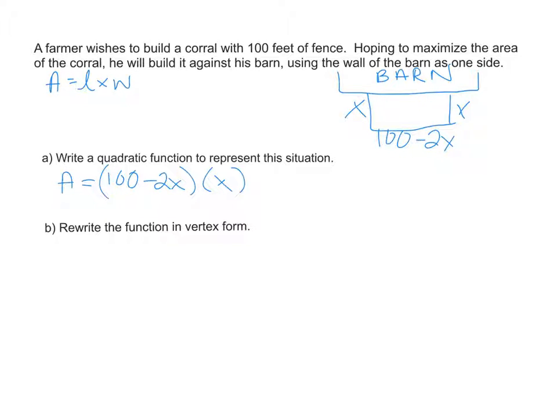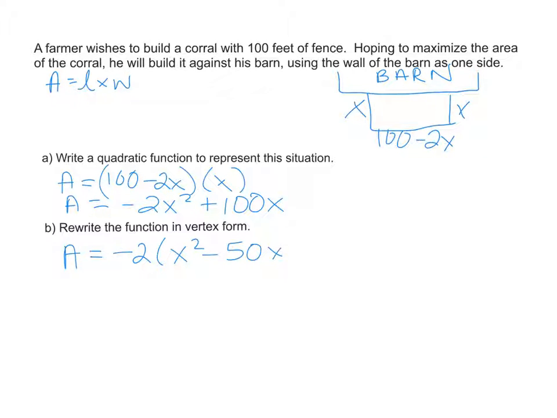Now the easy part, we're gonna switch it into vertex form. First I'm gonna put it in standard form. I'm gonna go negative 2x squared plus 100x, and that's just by multiplying that out, 100 minus 2x times x. To switch it into vertex form, this part's fairly easy. Take out the negative 2, x squared minus 50x. We need to figure out what goes in there. So half of 50 is 25. 25 squared is 625. So plus 625 minus 625.